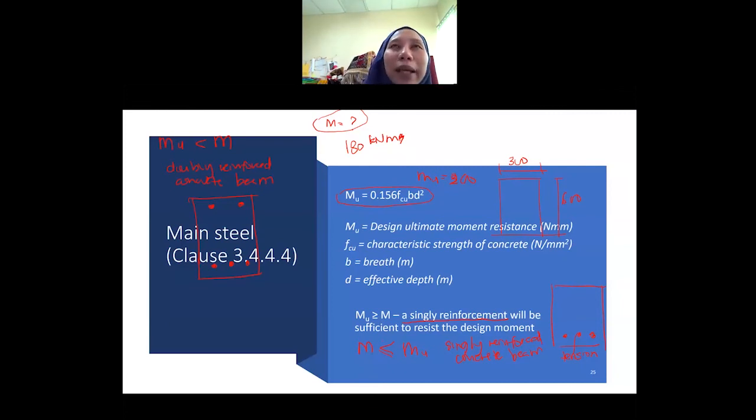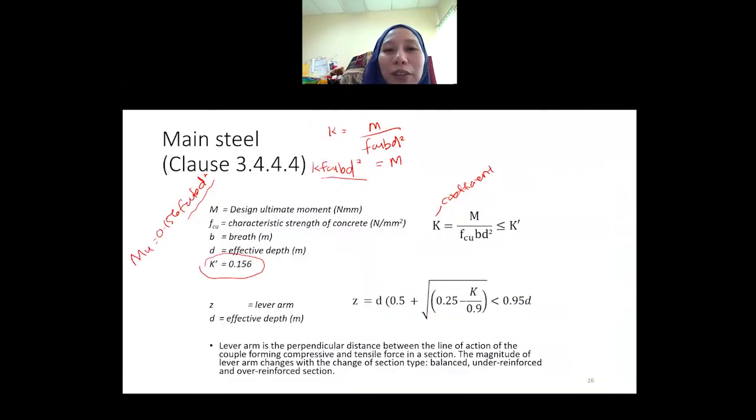Bila you dah checking, you dah tahu, okay, dia adalah singly. Contohnya, you dapat M lower than MU. Alright, you boleh proceed. So, you proceed, you start kena kira K. Bila you kira K, you tengok formula ni, formula yang you checking tadi dengan current formula ni sama je. Hampir sama. Kenapa dia sama?